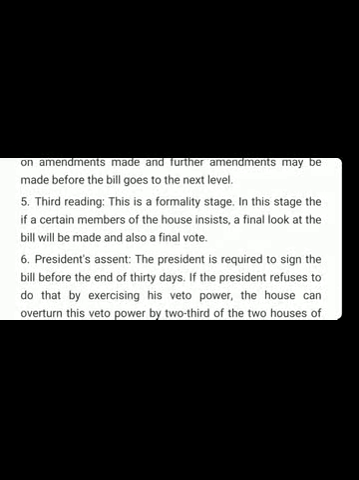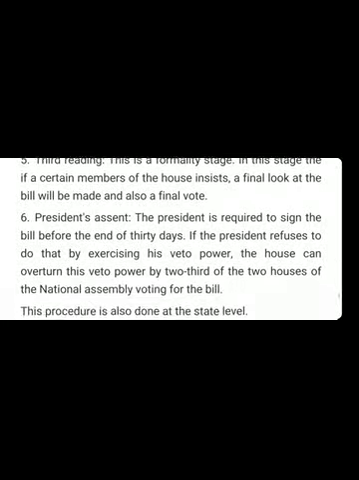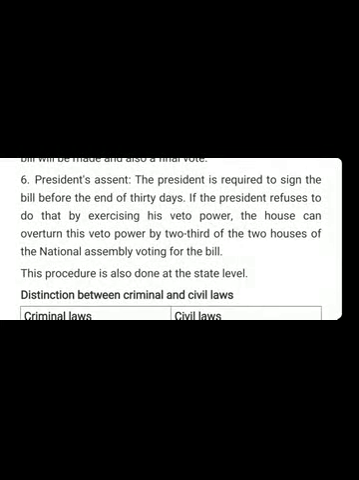Then it goes to the next level, which is the third reading. It's just a formality stage where, if certain members of the House insist that the bill should go through a third reading, it will just go through a third reading, a final look will be made on the bill, and then a final vote cast. After that, it goes to the last level, which is the president's assent. The president is required to sign the bill so that it will be passed into an act. But if it is a state, the governor is required to sign so that it will be passed into law.